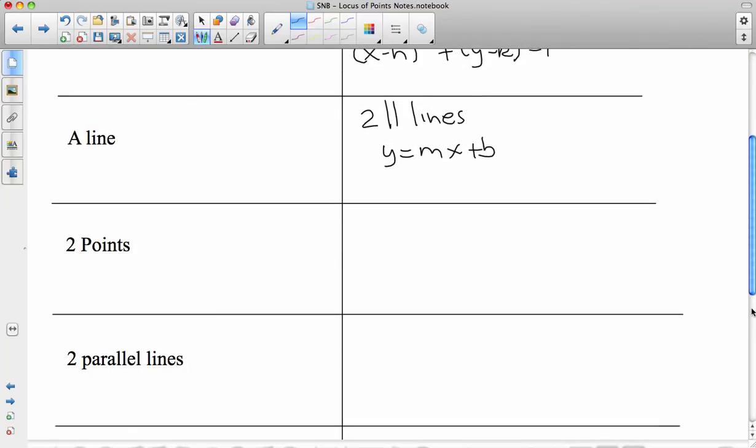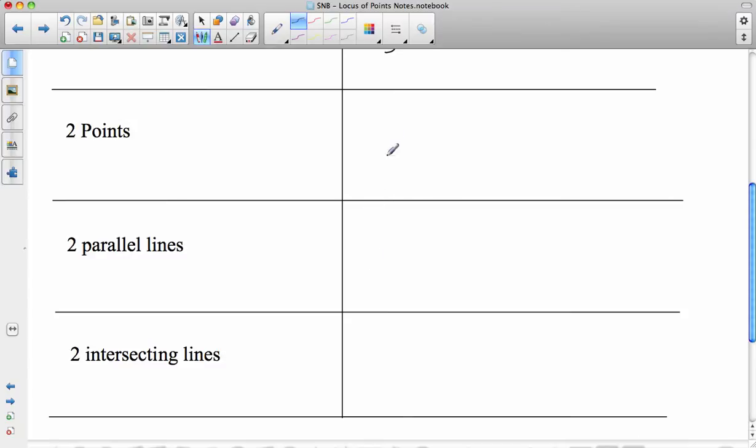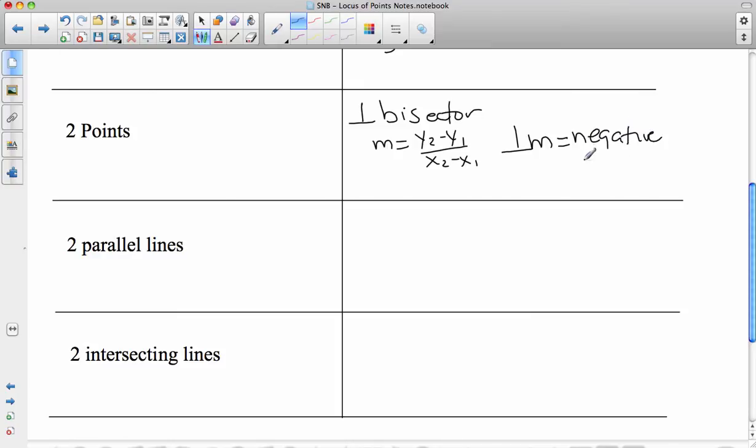Next, if you are given 2 points, the locus of points about 2 points is going to be the perpendicular bisector of the segment that's created by those 2 points, which means you're going to have to find the slope, where you use the slope formula y2 minus y1 over x2 minus x1. You're going to have to find the perpendicular slope, which means you need to take the negative reciprocal. And then you're also going to need to find the midpoint to get that bisector.